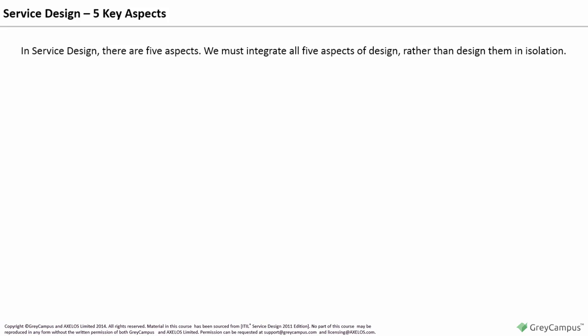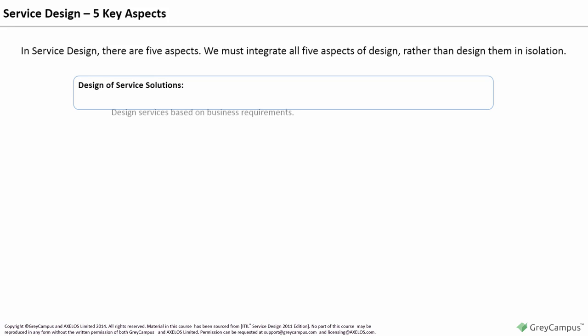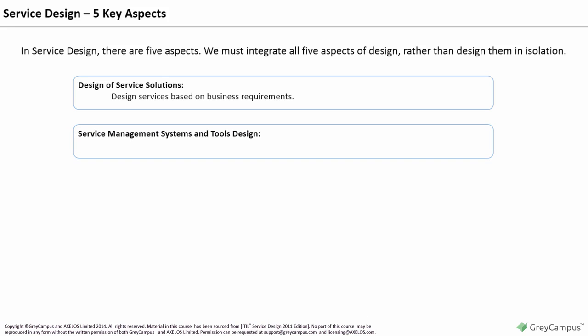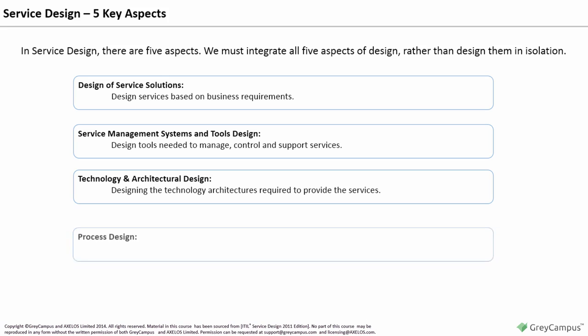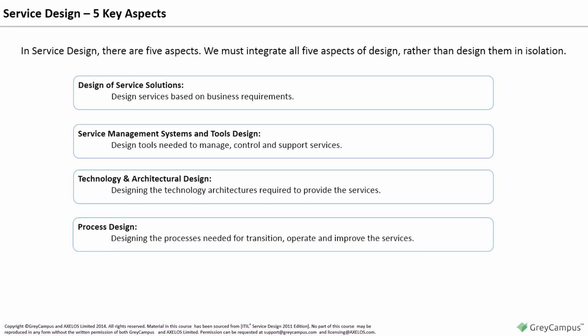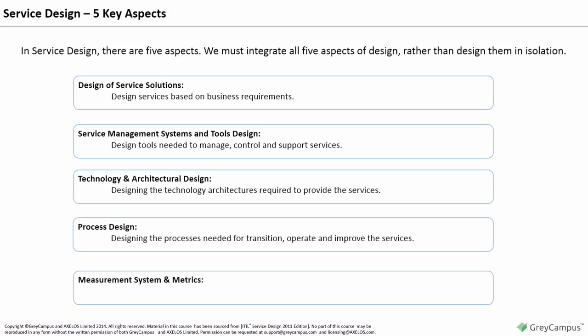Here are the 5 aspects. Design of service solutions. Design services based on business requirements. Service management systems and tools design. Design tools needed to manage, control and support services. Technology and architectural design. Designing the technology architectures required to provide the services. Process design. Designing the processes needed for transition to operate and improve the services. Measurement systems and metrics. Designing the measurement methods and metrics.